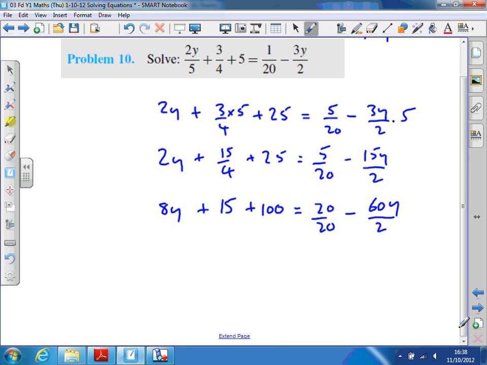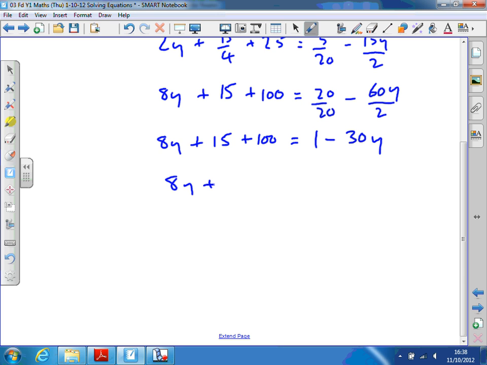Try simplifying a bit. 8y plus 15 plus 100. Actually, I can combine them together. Equals 1 minus 30y. And so on, and I'm there. Okay? Now fine, because these 20s cancel to give 1 and the 60 over 2 gives 30, I actually don't need to carry on and multiply by 20 and 2. But if these hadn't disappeared, I could have just carried on and multiplied by 20 and 2. Okay? And then we're in a situation where we've got 8y plus 115 equals 1 minus 30y.